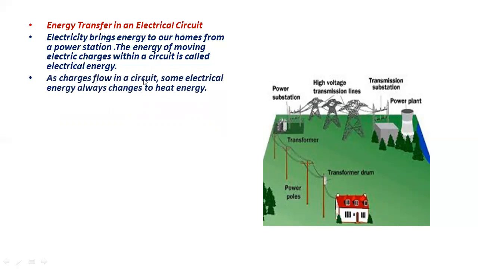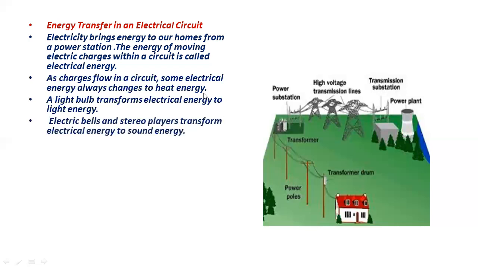As charges flow in a circuit, some electrical energy always changes to heat energy. Yes, if you touch an electric bulb, you will feel that it is too hot. It means that electrical energy is converted into light energy as well as heat energy. A light bulb transforms electrical energy to light energy as well as heat energy.